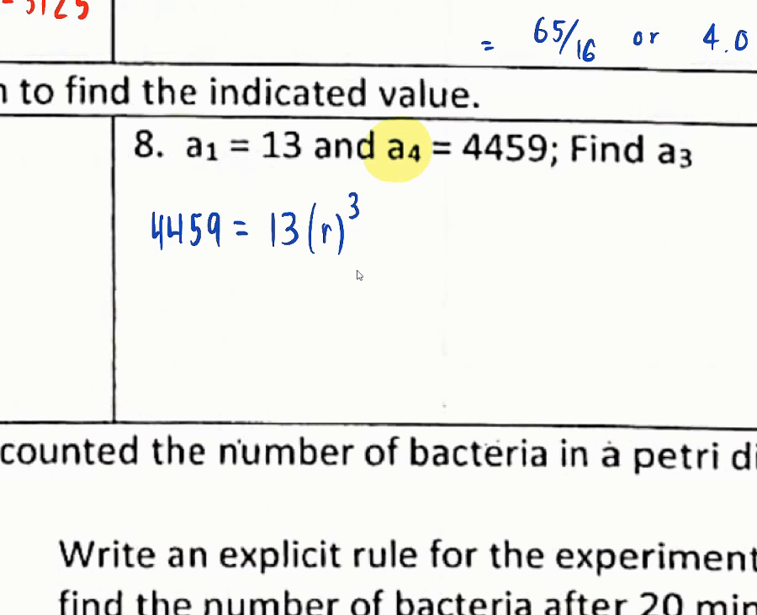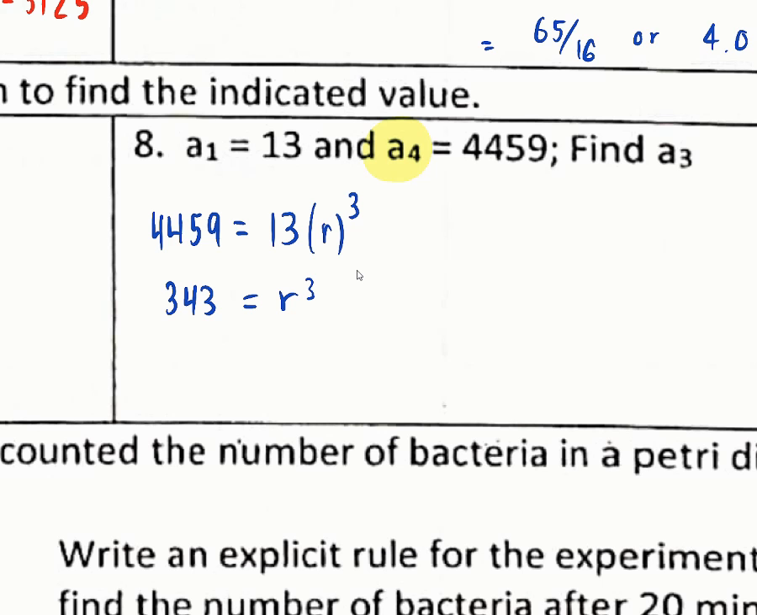Now look, guys. Am I allowed to separate that 13 from r cubed? How do I separate 13 from r cubed? Divide by 13. So go to your calculator and type in 4459 divided by 13. 343 equals r cubed. Okay, last thing, and I'll have my r.